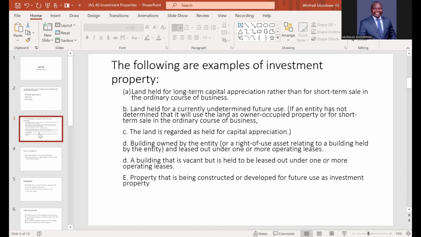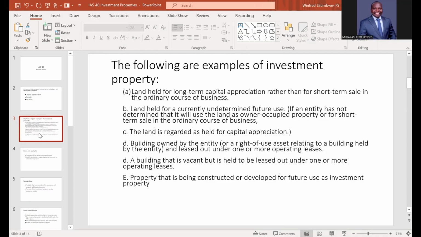The land that is regarded as held for capital appreciation, we explained. Building owned by the entity, or a right-of-use asset relating to a building held by the entity, and leased out under one or more operating leases. I've explained, if you built a house with an intention of leasing it out, that becomes an investment property. A building that is vacant but is held to be leased out under one or more operating leases. You've built a building, the property is still vacant, but with the intention of leasing it out, it falls under investment property.